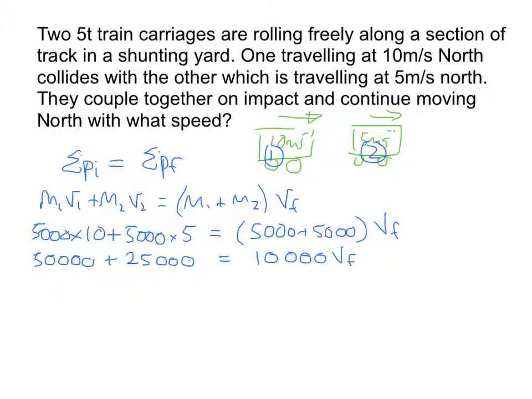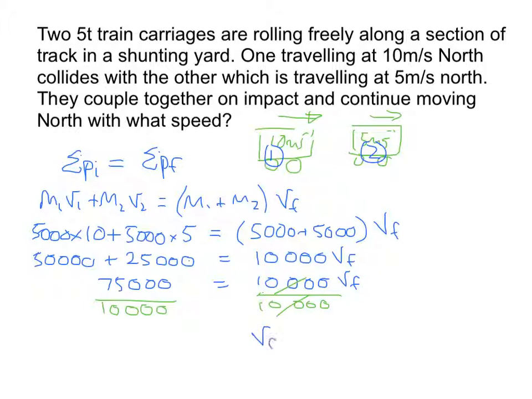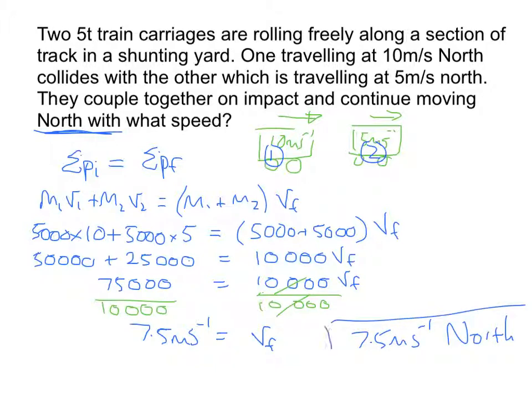So on the left hand side here we have 50,000 plus 25,000 is 75,000 is equal to 10,000 by the final velocity. Now what we need to do is divide both sides by 10,000. That cancels that down, and that leaves us with our final velocity being equal to 7.5 metres per second. And the question has stated that they continue to move north, so it's already given us a direction. So our final velocity is 7.5 metres per second north. That's the answer to that one.